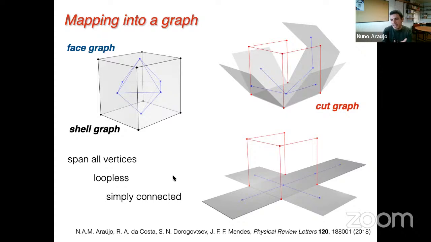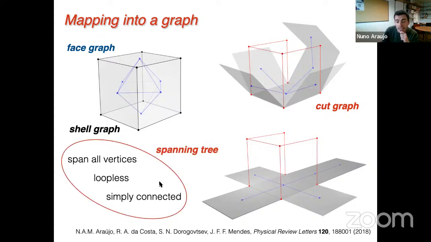Because if it is not a simply connected graph, what you will have is that half of the structure opens in one direction and the other half opens in a different direction. And therefore, it's not guaranteed that you'll have a two-dimensional structure at the end. So what you need is to start from the shell graph and look for the subset, that is the cut graph, that fulfills these three criteria: it spans all the vertices, is loopless, and is simply connected. And this is what we call in graph theory the spanning tree. So what you need to identify is the spanning tree of the shell graph.